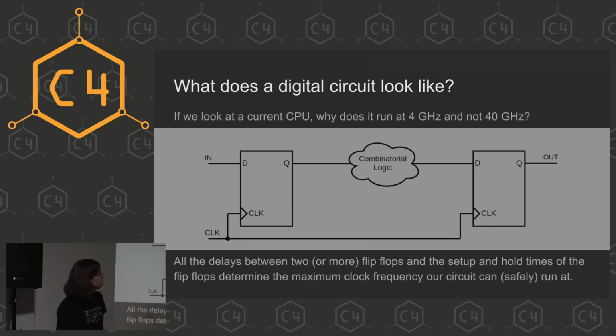And the reason why we can't just raise the clock frequency however we want is that all these delays with the flip-flops and the combinatorial logic and the setup and hold times that are needed need to be taken into account. So if the clock switches faster than the signal takes to go from here through this logic to here, we're going to get garbage out.